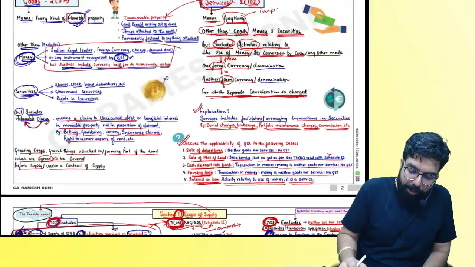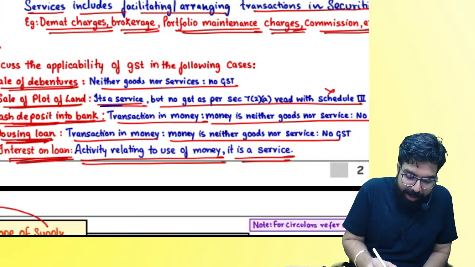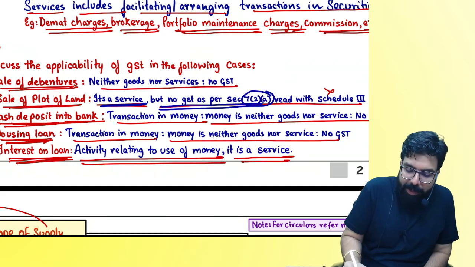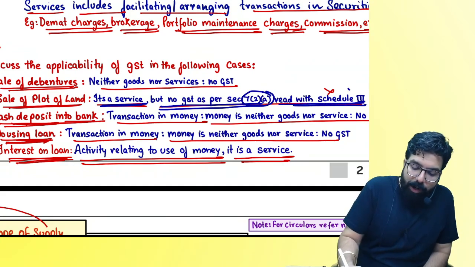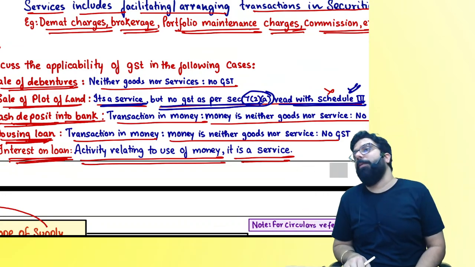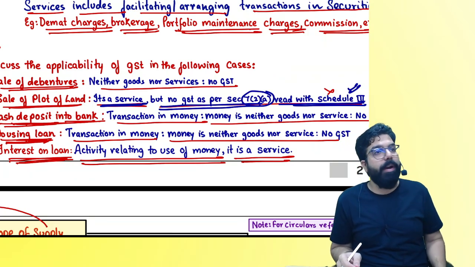See, I told you in the second chart, it is written land is a service, but there is no GST as per section 7 read with Schedule III. I told you, I'll tell you later, it will be neither supply of goods nor supply of service. Are we all 100% clear till here? Can we go ahead, everyone? Next.